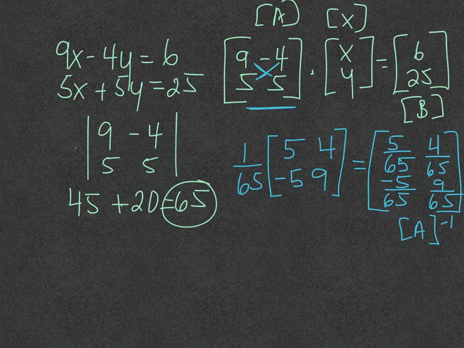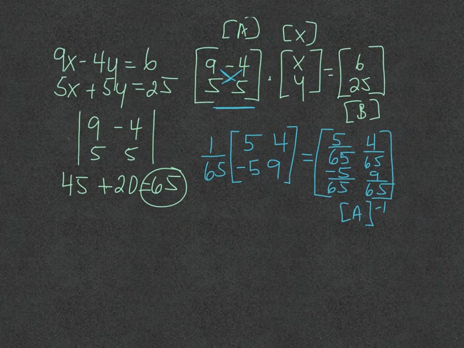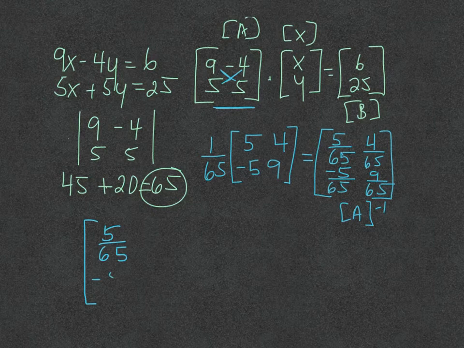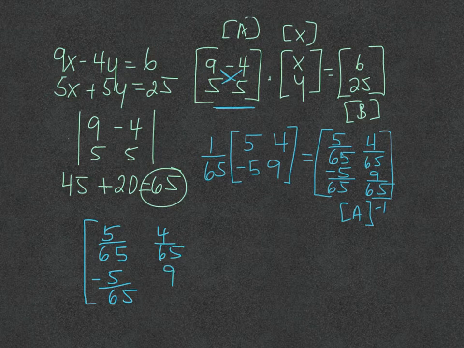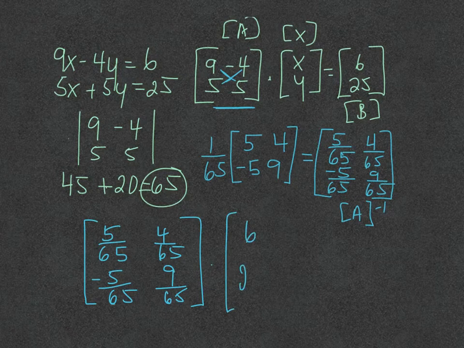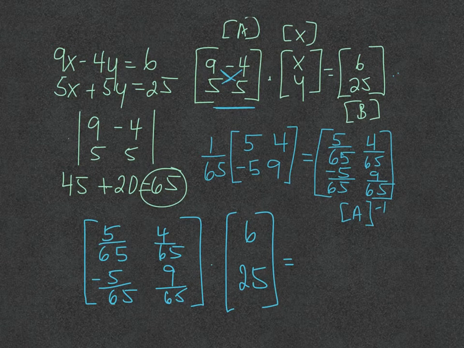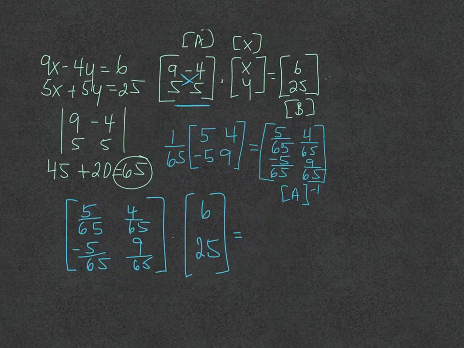Okay, so now the last step. You see how fast it goes? The last step is to multiply my inverse matrix by my matrix B to solve for x and y. -5 over 65, 4 over 65, and 9 over 65, multiplied by 6 and 25. You see this matrix here, we're multiplying here. Good? I'm going to color code.